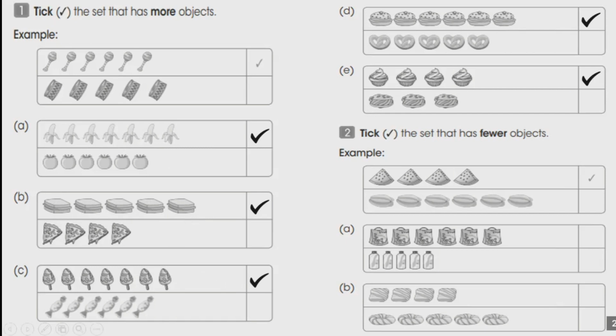Now here in number two, we will take the set that has fewer, or the set that has less, or the set that has smaller. As you can see here, slices of watermelon, there are four, and here the star fruits, there are six. So four is fewer than six, so we take this one. Now in letter A, what do you think has fewer objects? Okay, very good, bottle of milk. And letter B, okay, all right, you get the correct answer.